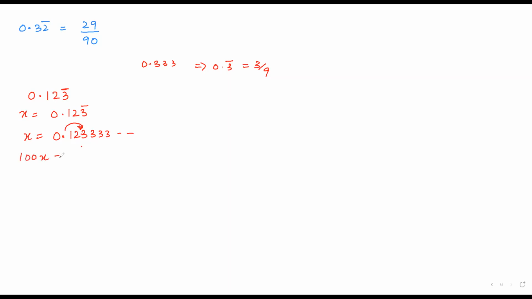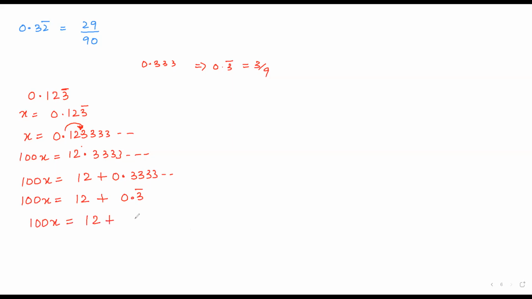So 100x, if you multiply by 100, will become 12.3333. Zeba, any problem here? No, ma'am. Okay. Now 100x is equal to, this you can break, 12 plus 0.3333, right? So 100x is 12 plus, this can be written as 0.3 bar. Now this you already know. So 100x is 12 plus, this can be written as 3 by 9. Just solve it for x now.